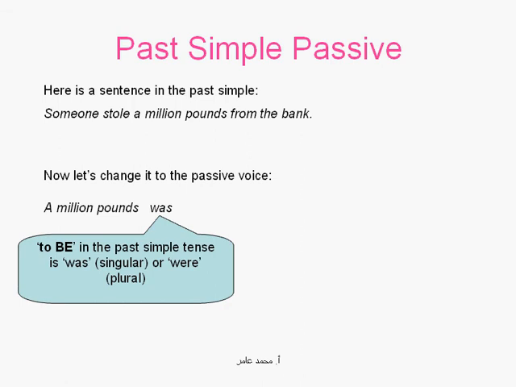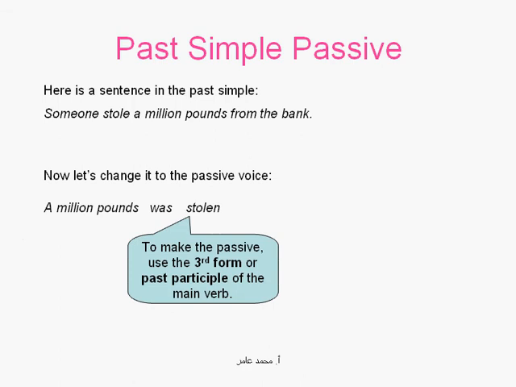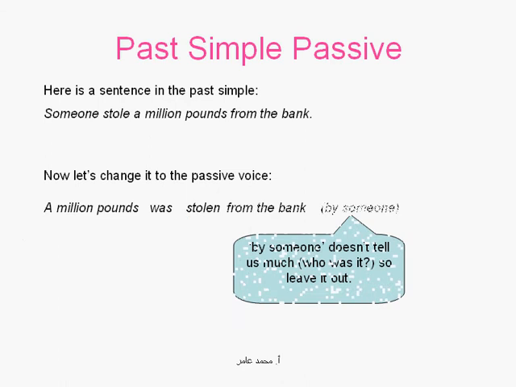was. To be in the past simple tense is was singular or were plural. Stolen. To make the passive, we use the third form or past participle of the main verb. From the bank, by someone. We don't need to write it because it doesn't tell us much who it was, so leave it out.